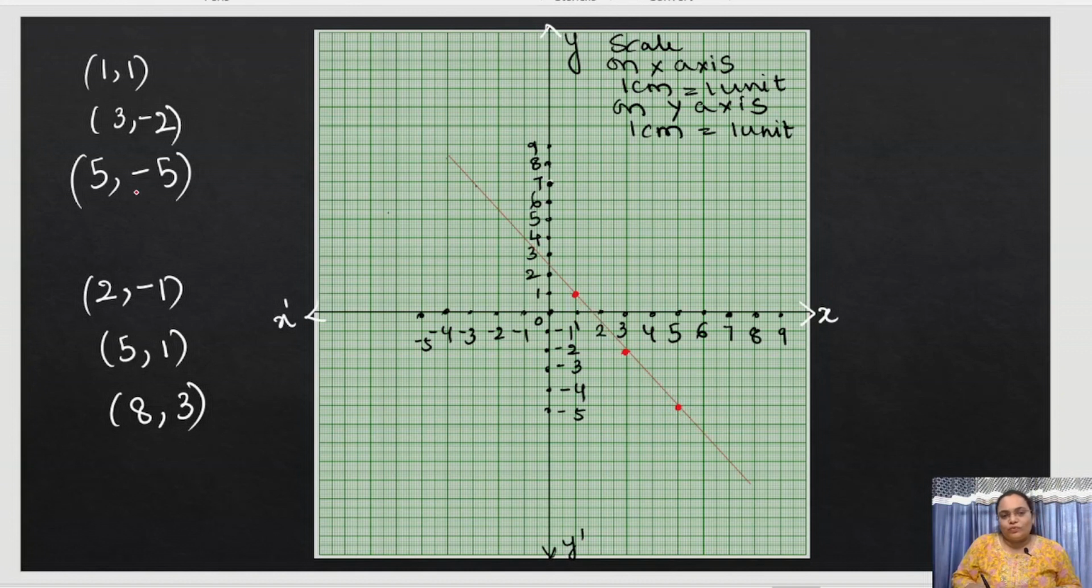The next one is 2 and minus 1. 2 on the x-axis and minus 1 on the y-axis, which is this one. The next one is 5 and 1. 5 on the x-axis, 1 on the y-axis, which is here. So the next one is 8 and 3. 8 on the x-axis and 3 on the y-axis, which is this one. Now let us join these points.